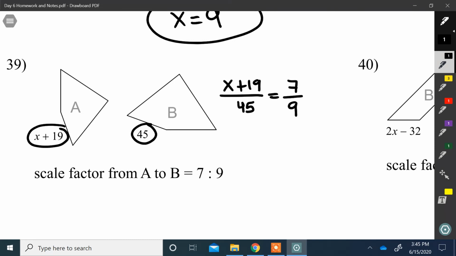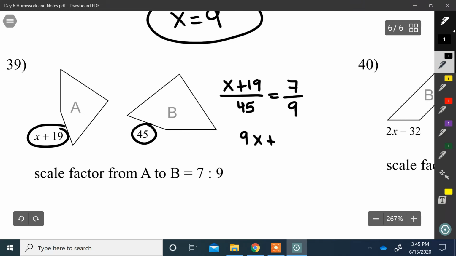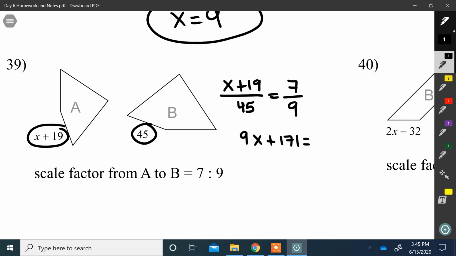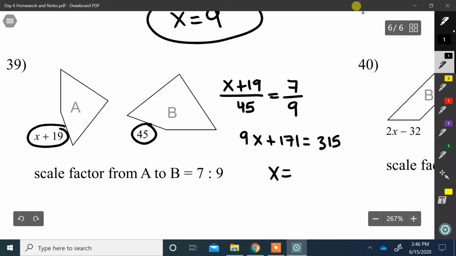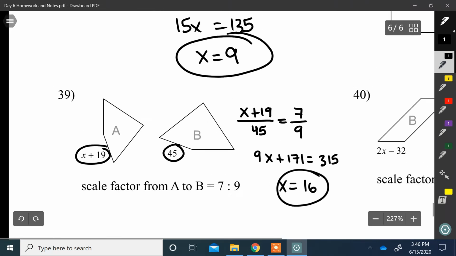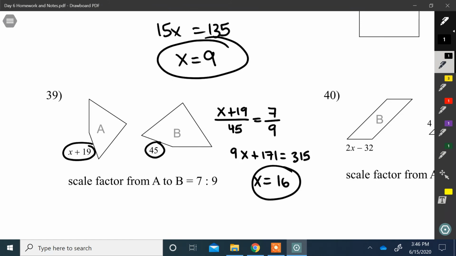So again, same process. We're gonna cross multiply 9x plus 19. You're probably getting bored about this cross multiplication already. I am too. 7 times 45 is 315 minus 171 divided by 9. X should equal 16. The same idea for all of this, guys. Same idea.